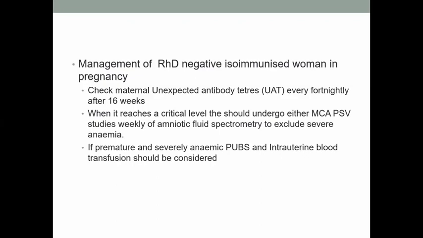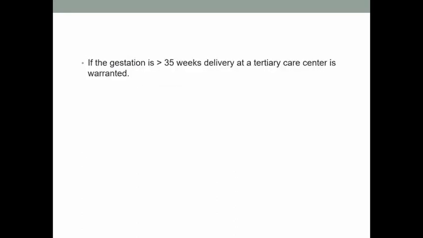So when this unexpected antibody titer is high, the lab will tell us, okay, it's a critical level, there's a chance that fetal anemia is there. If the lab tells like that, we start doing our middle cerebral artery peak systolic velocity or the amniotic fluid spectrometry. And then if that also confirms that the baby has a high chance of anemia, we can do PUBS and do intrauterine blood transfusion, or we can deliver the baby. Either of those, right?